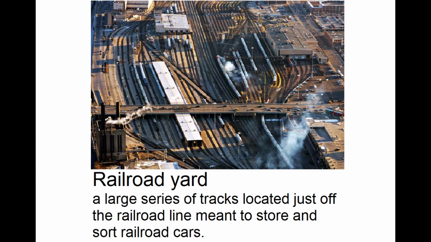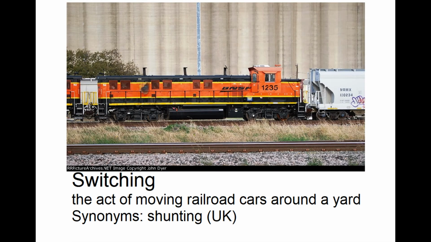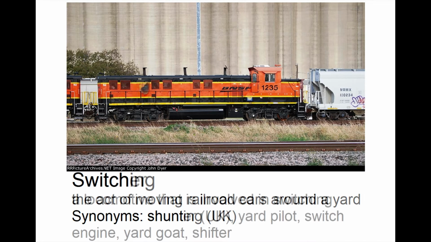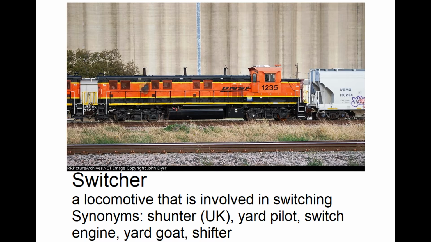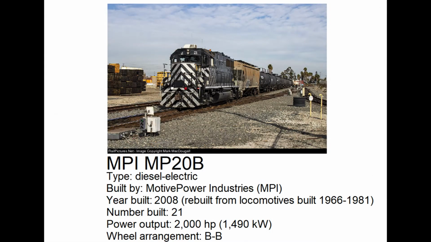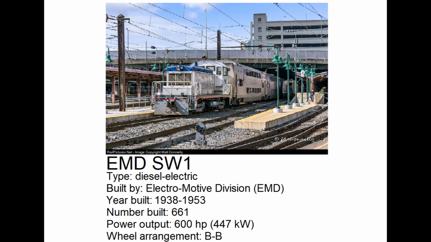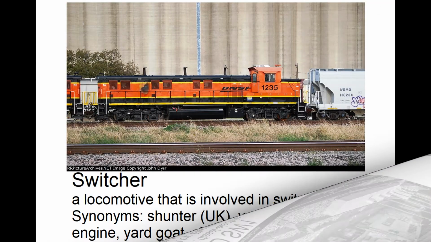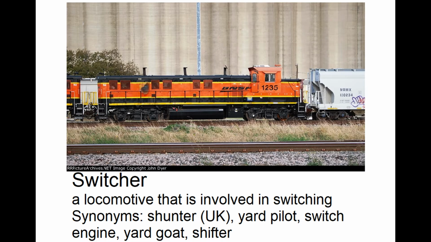In general, a railroad yard is a large series of tracks located just off the railroad line, meant to store and sort railroad cars. This process of sorting cars is called switching in the US or shunting in the UK, and the locomotives that are involved in switching these cars are called switchers, shunters, and several other names. These switchers aren't very powerful, with many modern switchers generating somewhere between 1,500 and 2,000 horsepower, or 1,100 to 1,500 kilowatts, and older switchers generating even less, but have a high tractive effort, meaning they can pull heavier cars quicker.